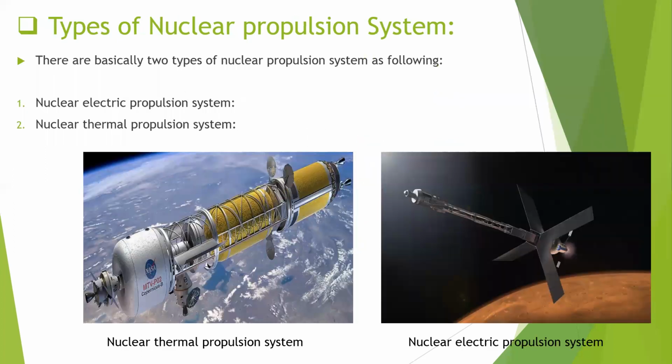Now, here we can see the types of nuclear propulsion system. There are basically two types of nuclear propulsion system as follows. First is the nuclear electric propulsion system, and second is the nuclear thermal propulsion system. Here we see the conceptual diagram of both propulsion systems.